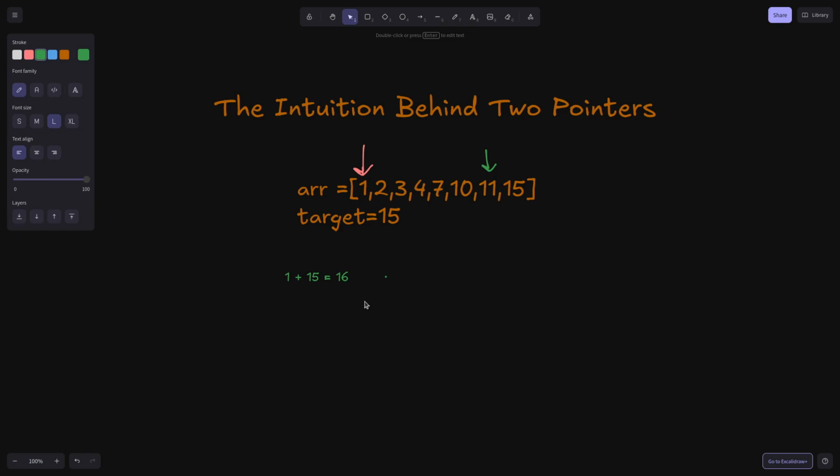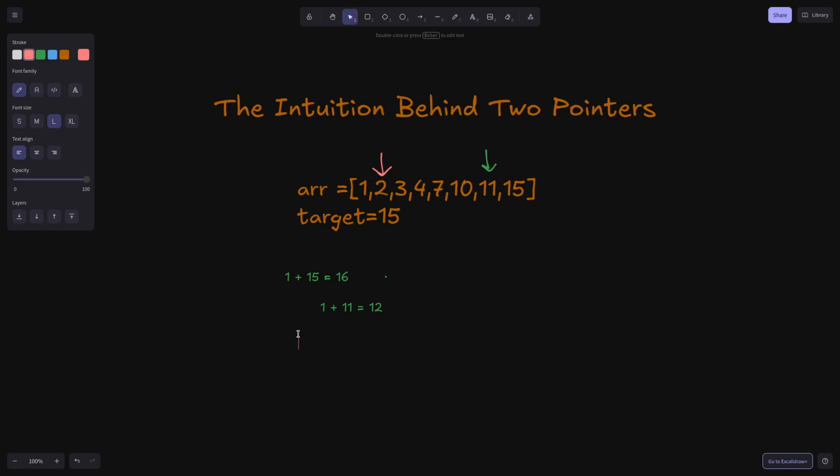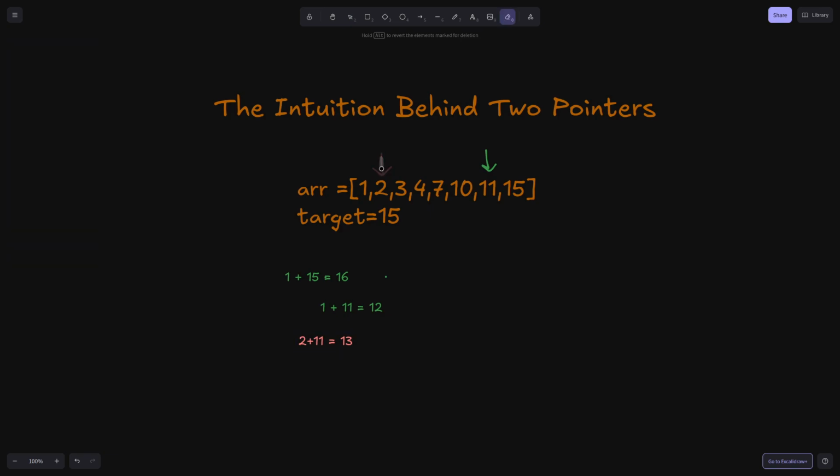Now our next value is 11, 1 plus 11, which equals 12. This is smaller than the target, so the next thing we should do is increase the smallest one and move it to 2. Now the sum will be 2 plus 11, that equals 13, again smaller than our target. So we will erase it, we will move the left pointer to the next element.